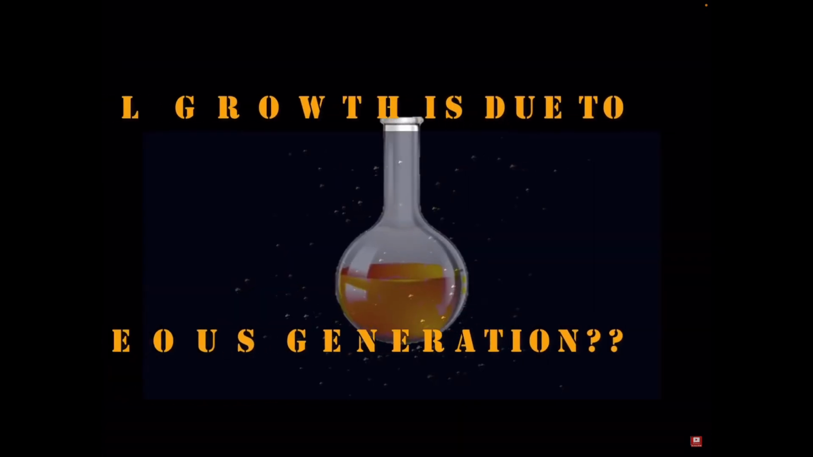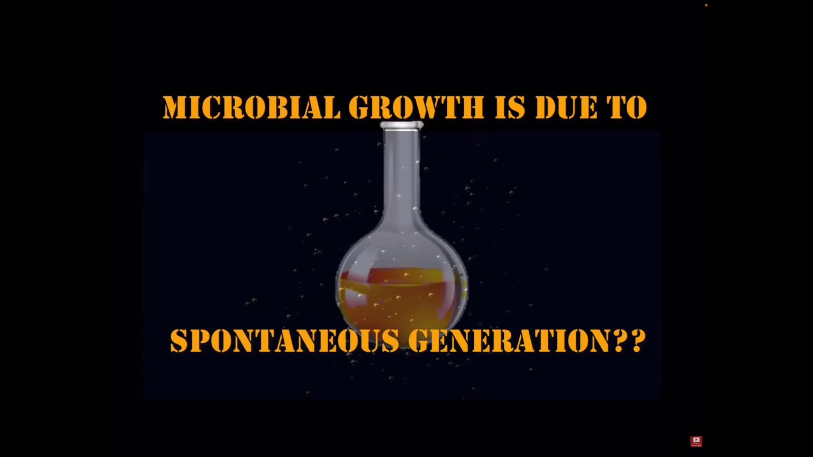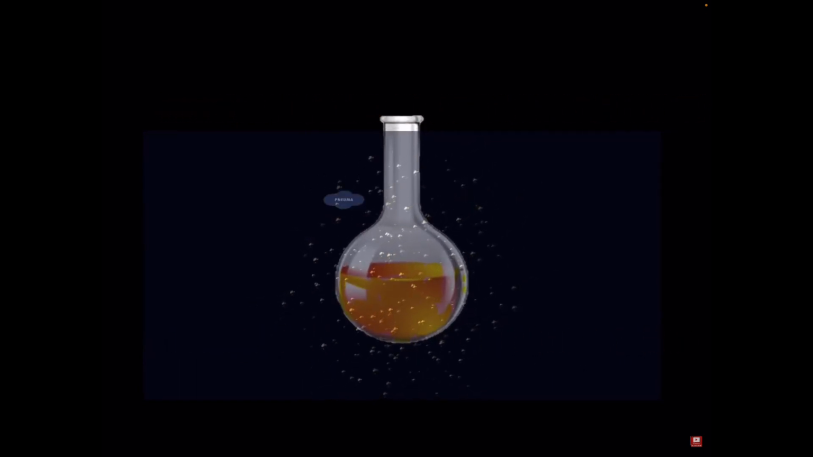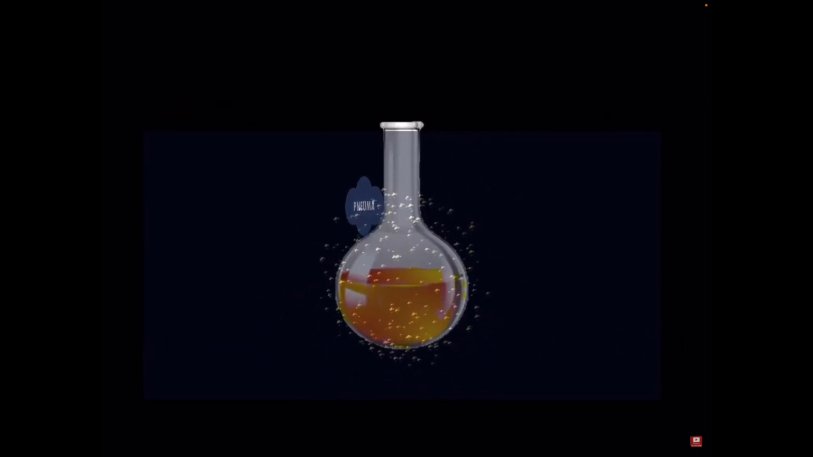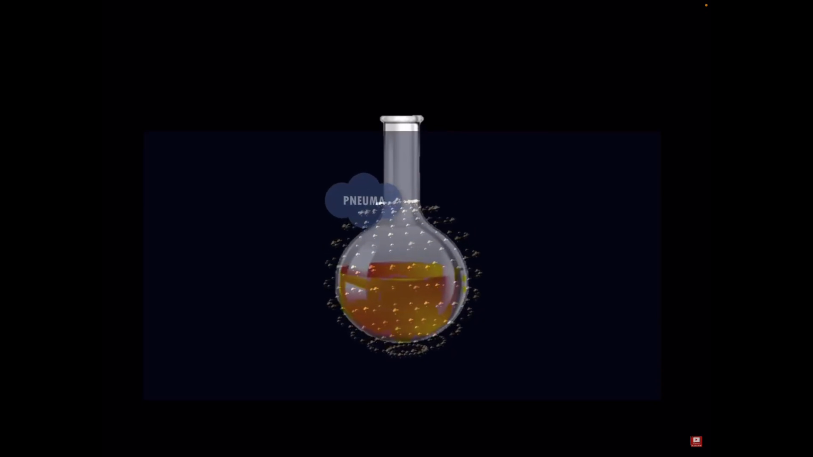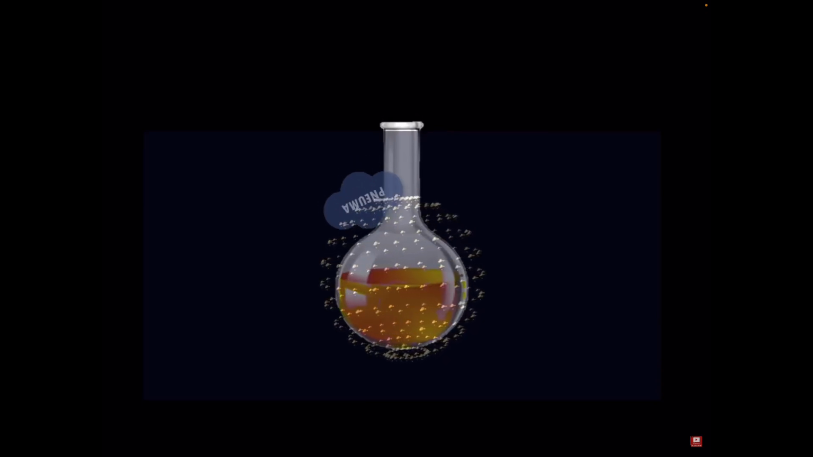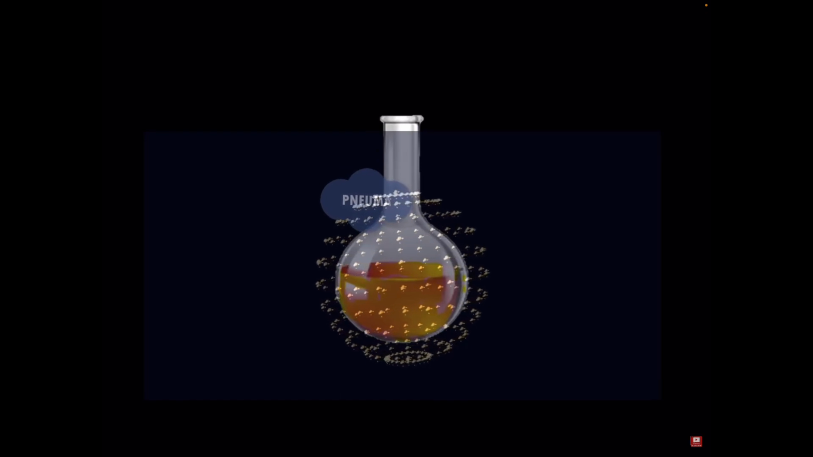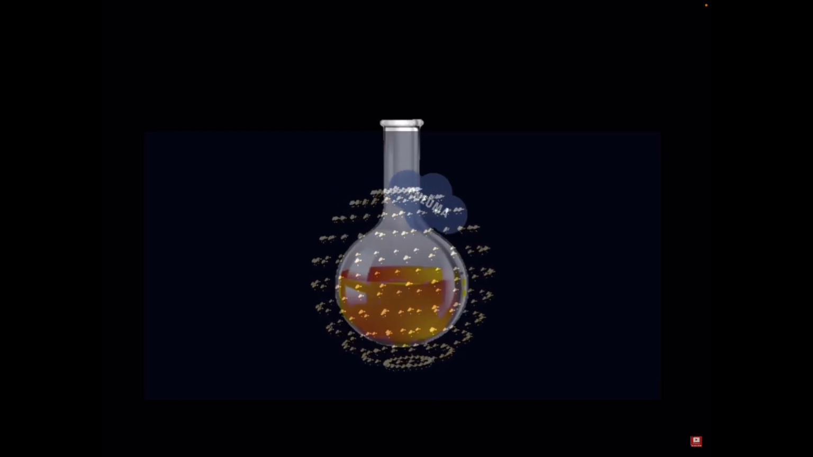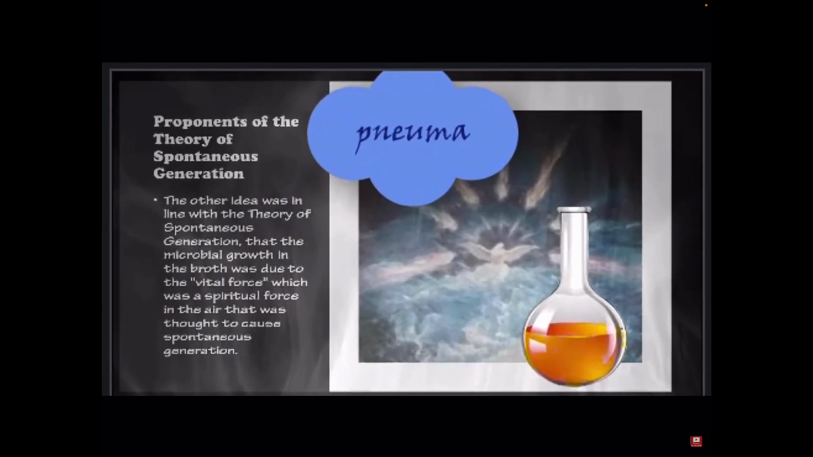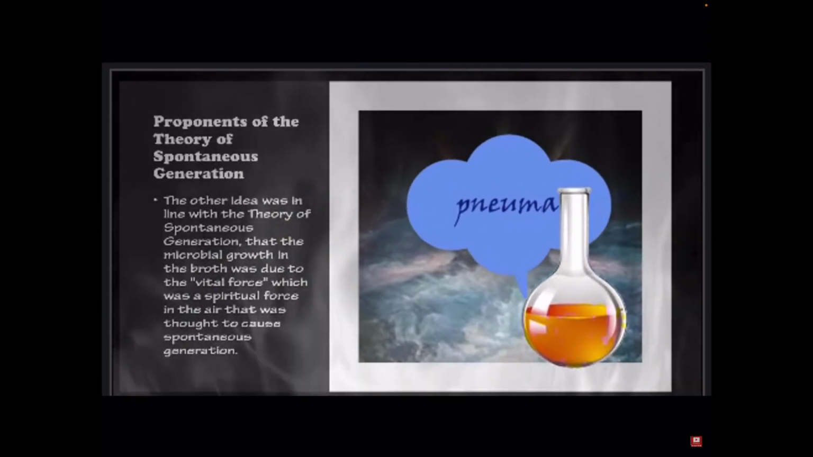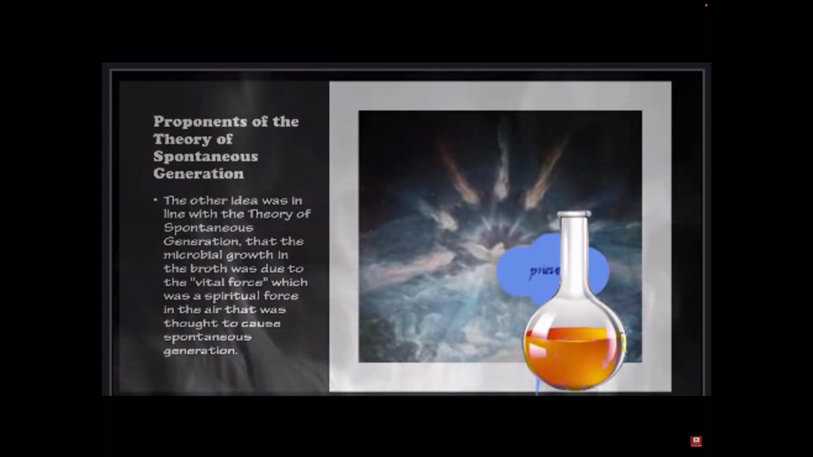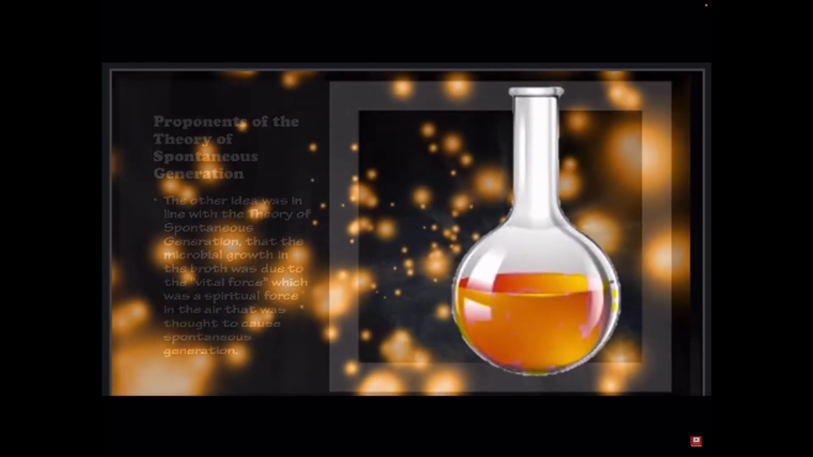The other idea was in line with the theory of spontaneous generation. This idea was that the microbial growth observed in the broth after sitting out on a counter for a few days was due to something that was called the pneuma, or the vital force. The pneuma, or vital force, was like this spiritual force in the air that was able to cause spontaneous generation. So basically, these microorganisms were able to spontaneously generate out of the broth.